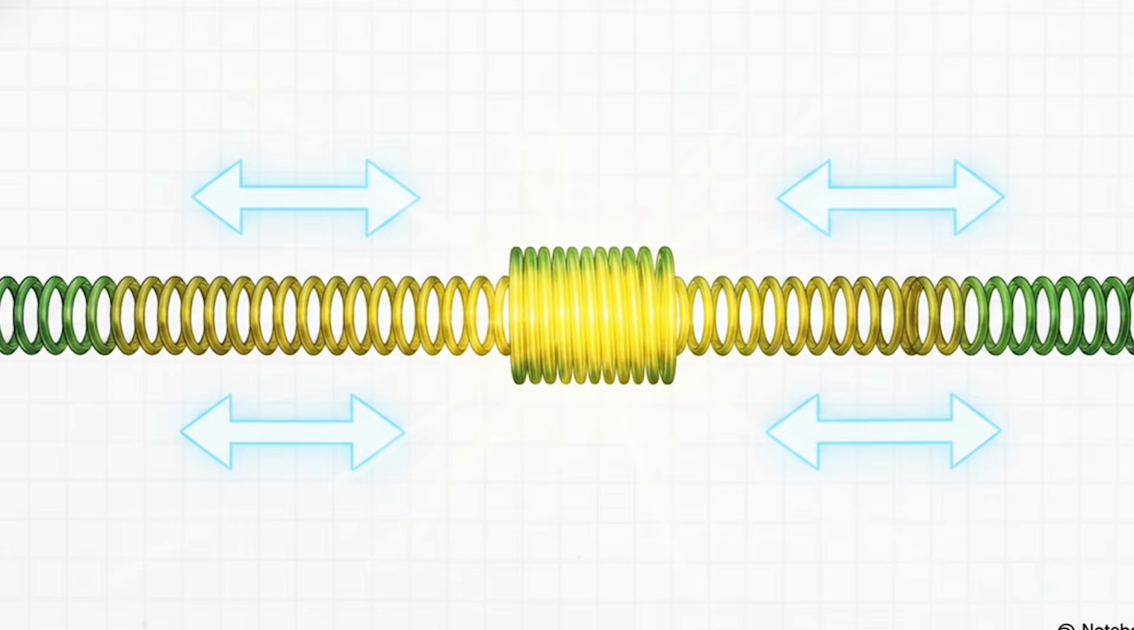Think of a coiled spring. The particles of the medium vibrate parallel to the direction of movement. When the spring is pushed tightly together, that's called a compression. When it spreads apart, that's a rarefaction. Parallel movement is the real key to remember here.